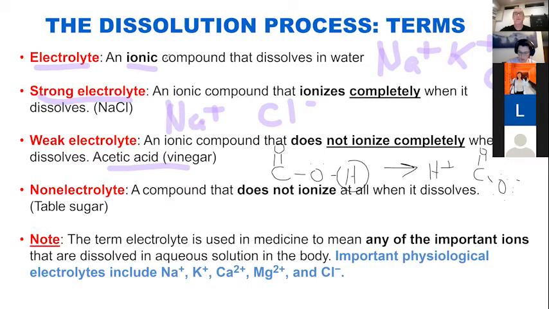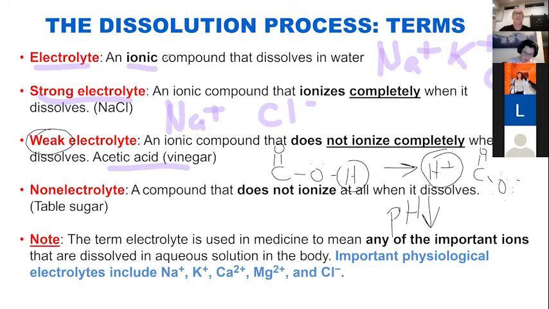Only about one molecule in 10,000 actually does this, ionizes, loses the hydrogen at the end and converts it into a proton. And we know that as the concentration of protons, H plus goes up, the pH goes down. And so that's what makes it an acid. So that is a weak electrolyte. So we get some ions, but we don't get very many. So we call that weak electrolyte.